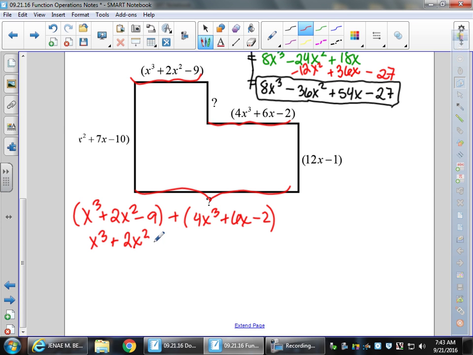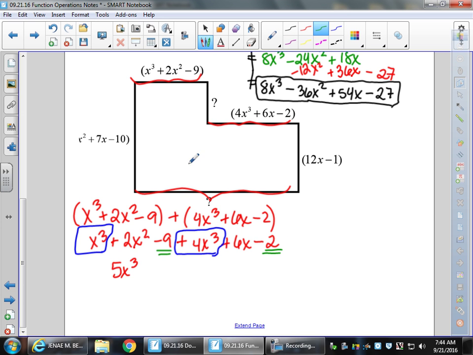Do I have any like terms here? Where? Good. The x to the third and the positive. Notice again how I am including the sign in my box. What is x to the third plus 4x to the third? Good. Any other like terms? Good. What are we going to do with this positive 2x squared and the plus 6x? Just bring it down. Yep. So plus 2x squared plus 6x. And then you said negative 9 and negative 2 is? That's as far as I can go. Very good. That's my answer for this section right here.